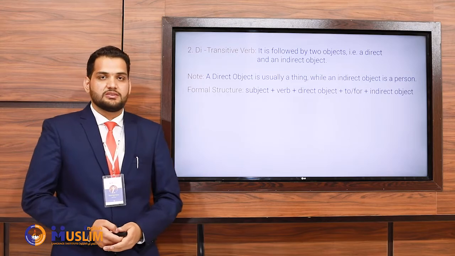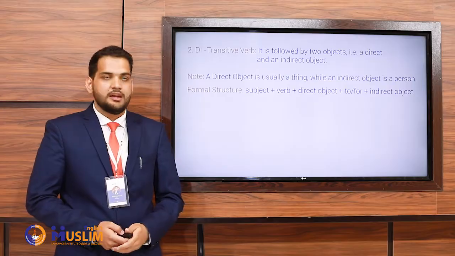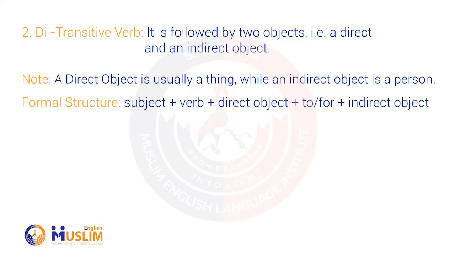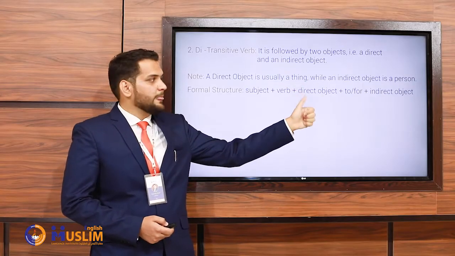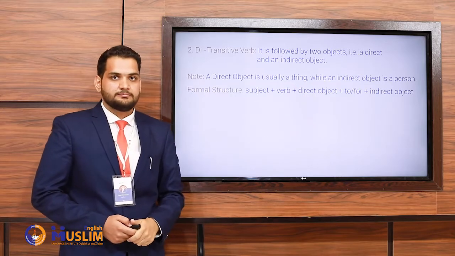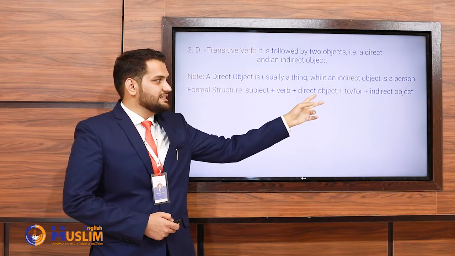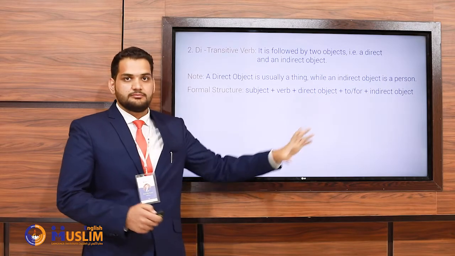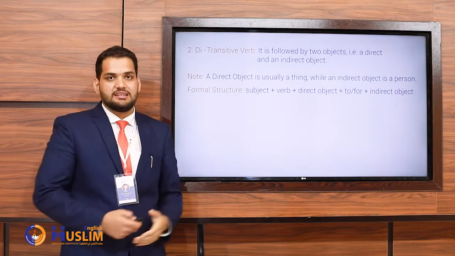We have got two structures for understanding ditransitive verbs. The first one is a formal structure. That is, subject plus verb plus direct object plus one of the prepositions to or for plus indirect object. If you do not use one of the prepositions to or for between direct object and indirect object, that's wrong. If the direct object is first and indirect object is the second one.